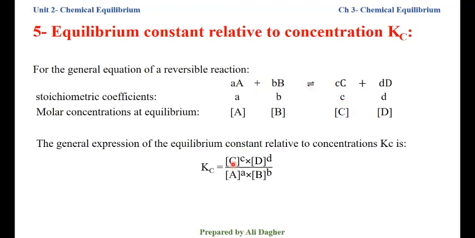That means the concentration of product C to the power c and the concentration of product D to the power d, over the concentration of reactant A to the power a and the concentration of reactant B to the power b. This is the general expression of Kc.